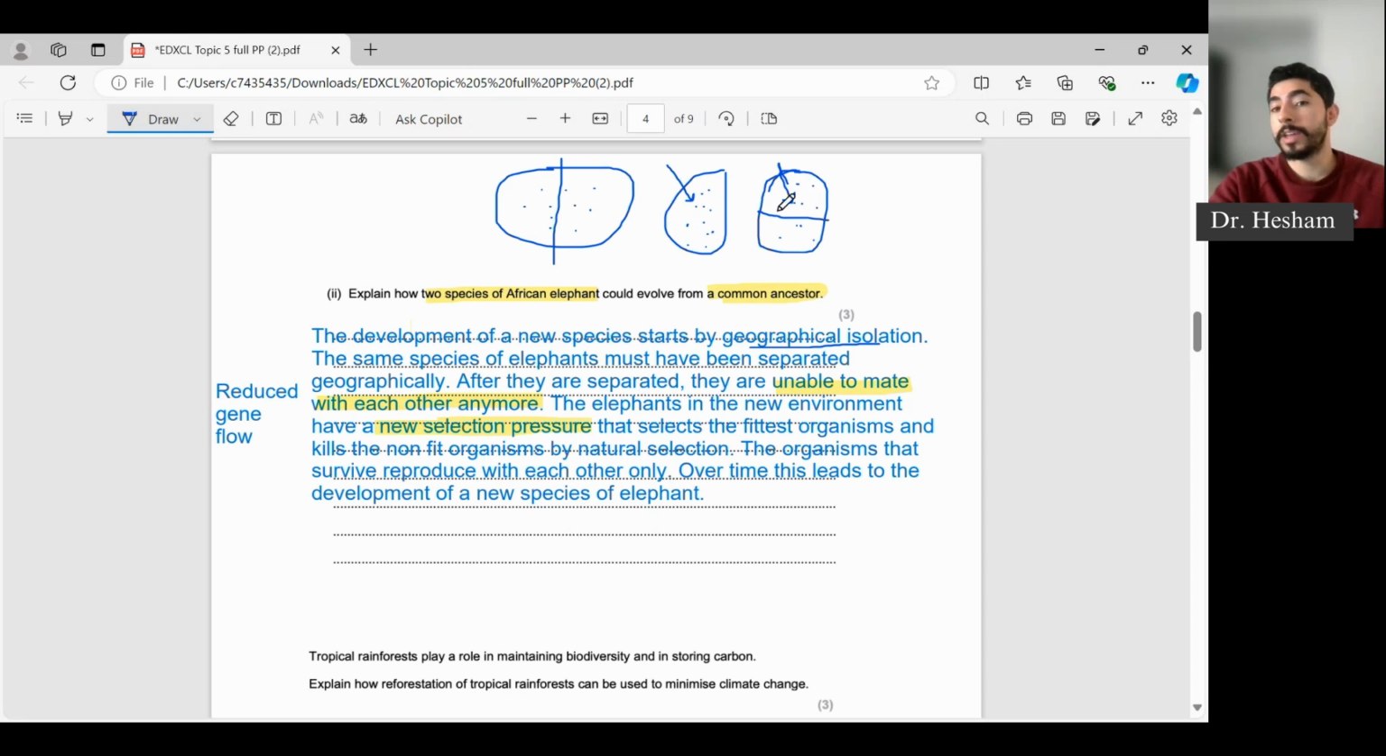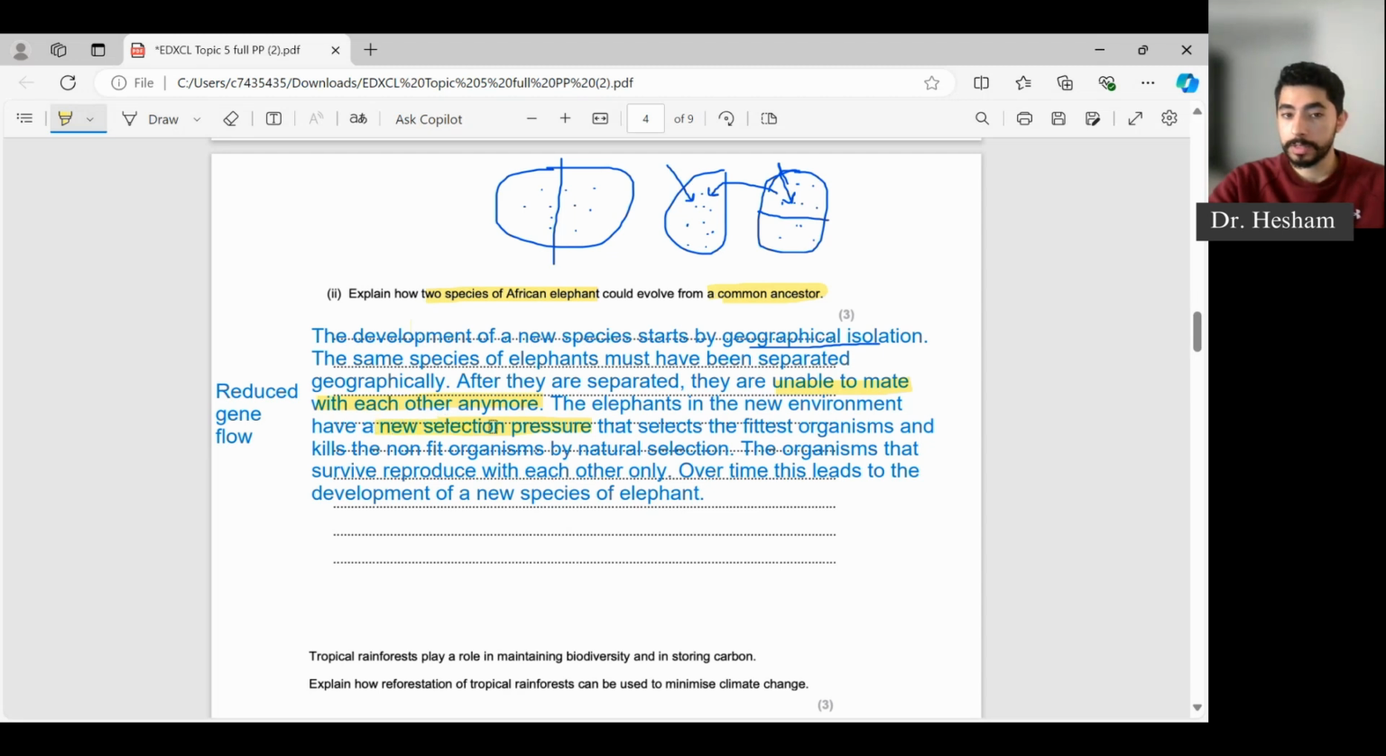So now I have a different species of elephant because, after so many years, they can no longer reproduce with the original elephants. Now they can only reproduce with themselves. Even if you take this group of elephants and return them to this island, they will not be able to mate with the original elephants because their genes have changed so much, they have become a new species. So this is exactly what I explained here.